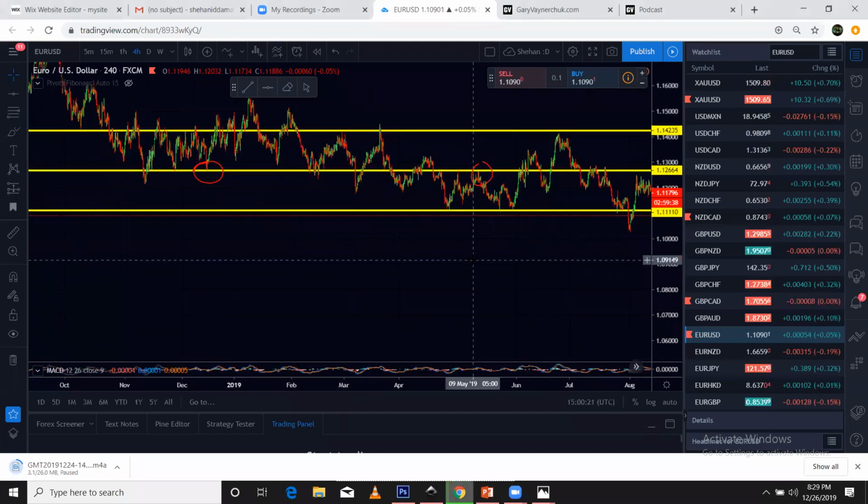So that's basically support and resistance lines and trend lines. By using only these two tools, you can actually get an overall idea what the market is going to do next.